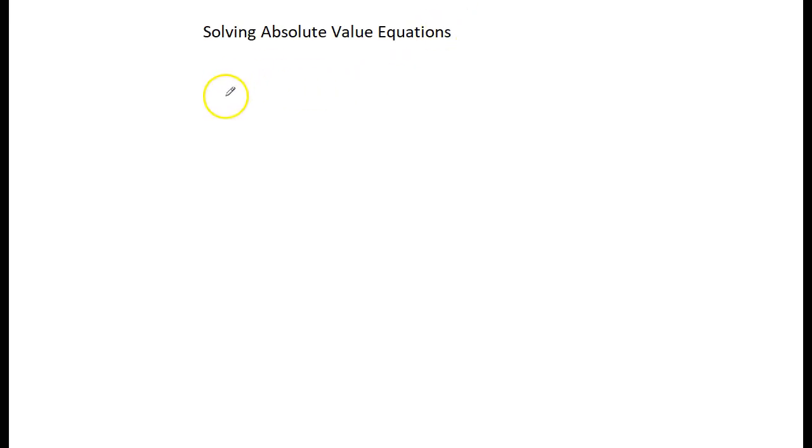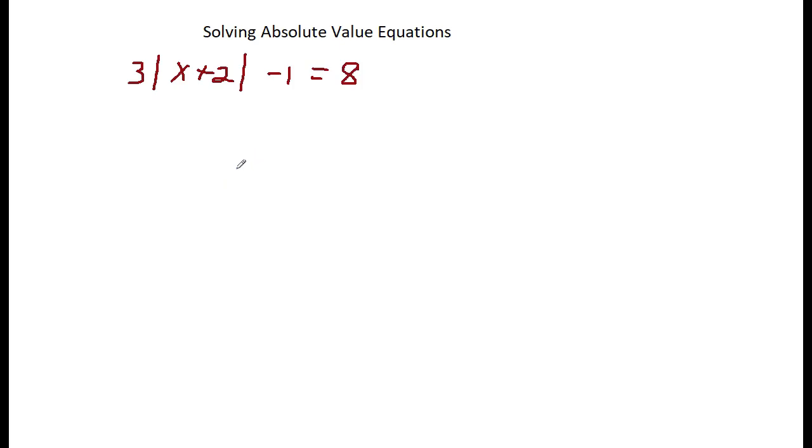Alrighty, in this video we are going to be solving absolute value equations. So let me get my equation. 3 absolute value x plus 2 and then minus 1 equals 8. Alright, these straight sticks mean absolute value.